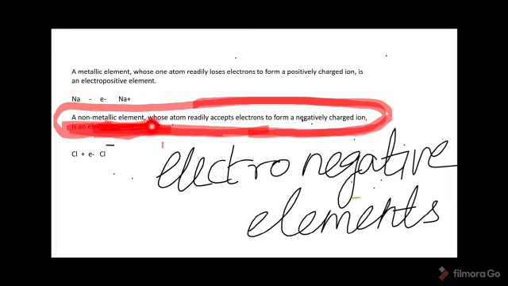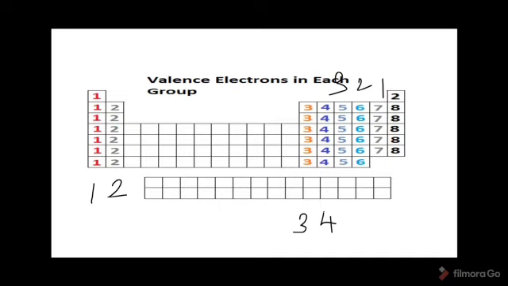A non-metallic element is one whose atom readily accepts electrons to form a negatively charged ion. For example, chlorine has more tendency to gain electrons, so it has more non-metallic character, and is also known as an electronegative element.